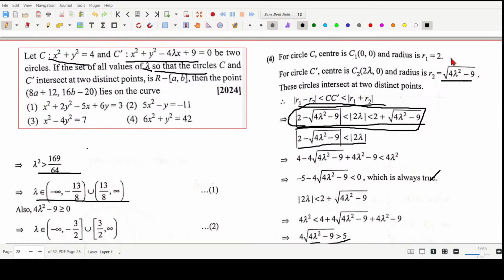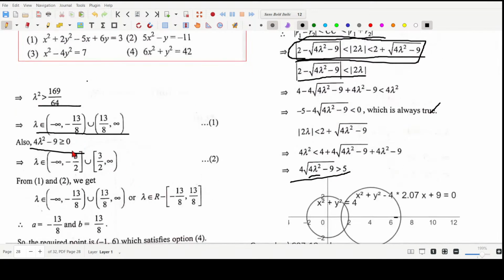At the same time, we have this condition also to satisfy, right? Radius should be greater than or equal to 0. 4 lambda squared minus 9 cannot be negative. That is what we are doing here. So with this, we have got an additional lambda condition. Now using these two conditions, the intersection of these two conditions is what we are getting.